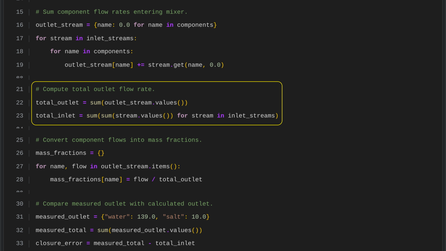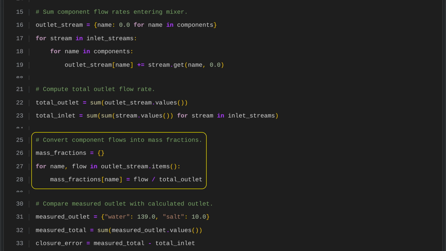To check the mixer balance, add the flow rates of all components leaving the outlet to get the total outlet flow. Then add the component flows in each inlet stream and combine those totals to get the total inlet flow. Comparing these two totals helps confirm that the mixer flows are consistent.